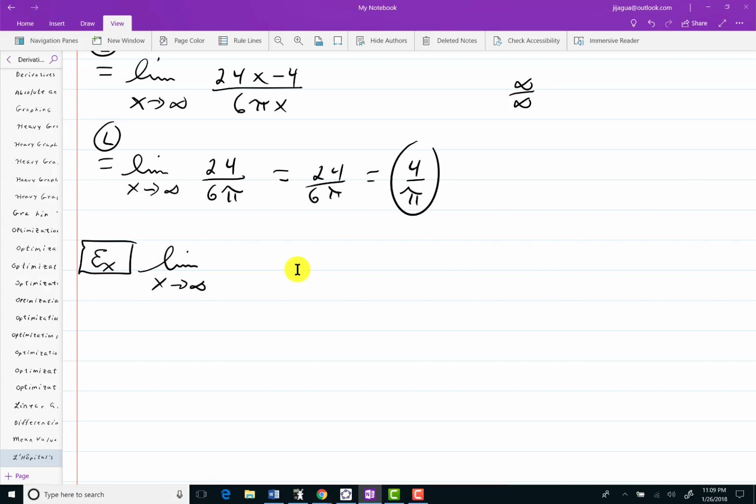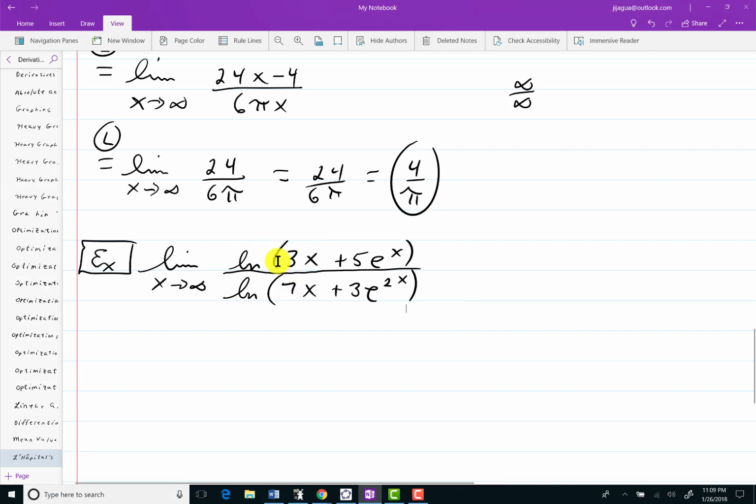How about the limit as x goes to infinity? Natural log of 3x plus 5e to the x divided by the natural log of 7x plus 3e to the 2x. Now you ought to know, from an earlier video, that if the inside goes to infinity, then the natural log of something going to infinity is still infinity.